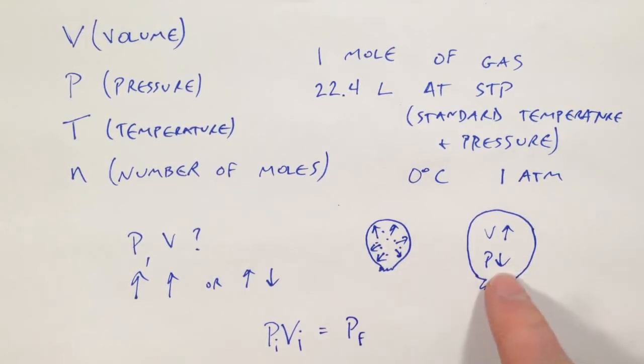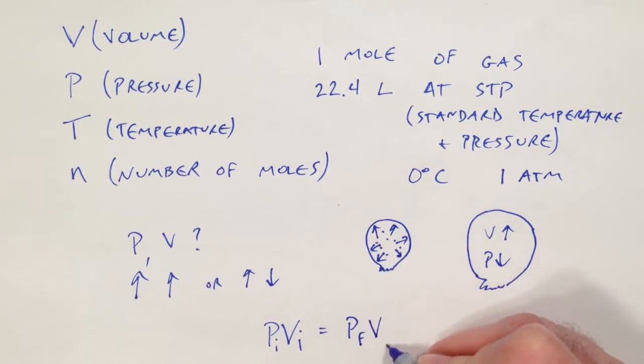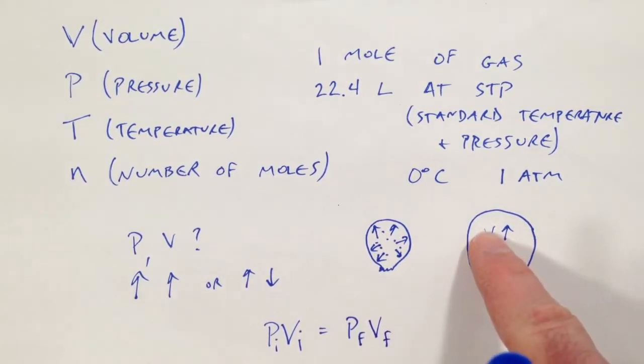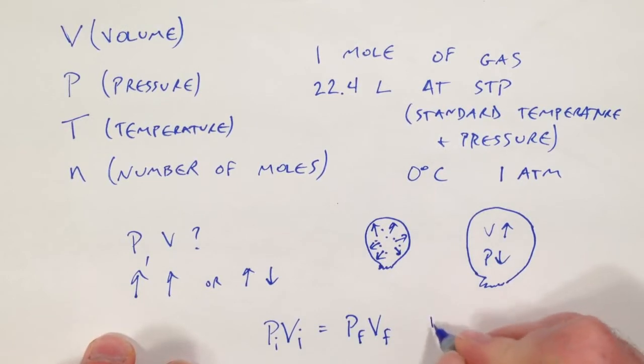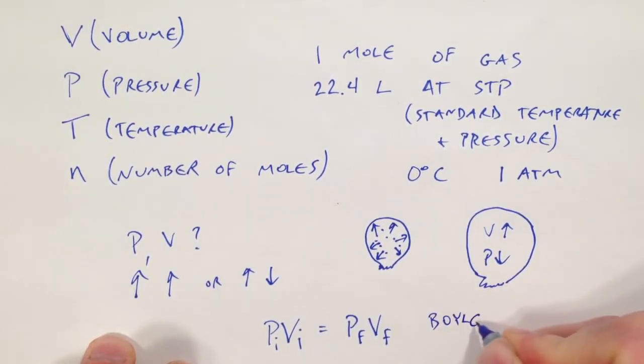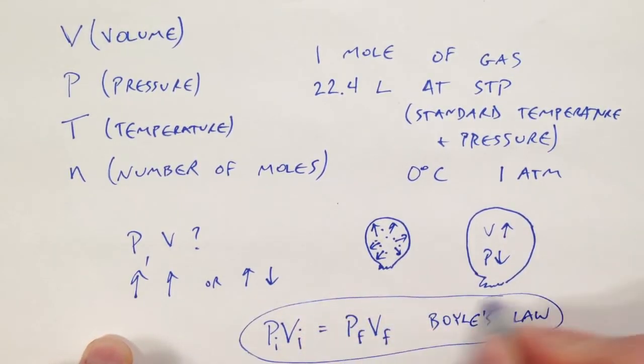We've got the final pressure, which has gone down, and the final volume, which has gone up. Pressure and volume change in opposite directions. It's an indirect variation, and this equation just says mathematically what I just said in English. When it's written down like this, we call that Boyle's law. There's your first gas law. All right, let's try another one.